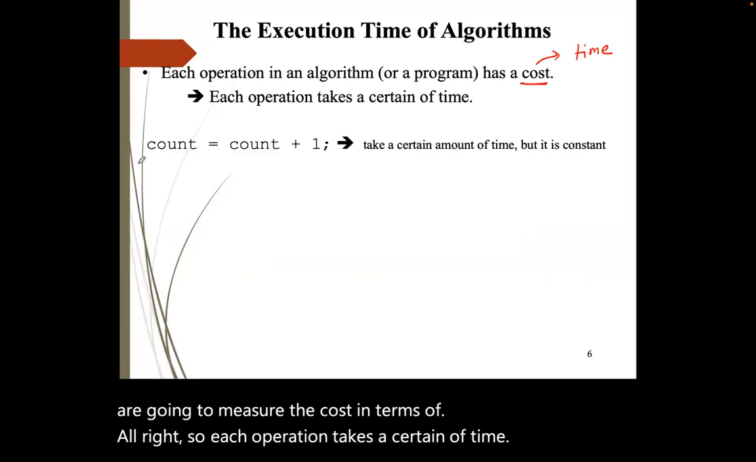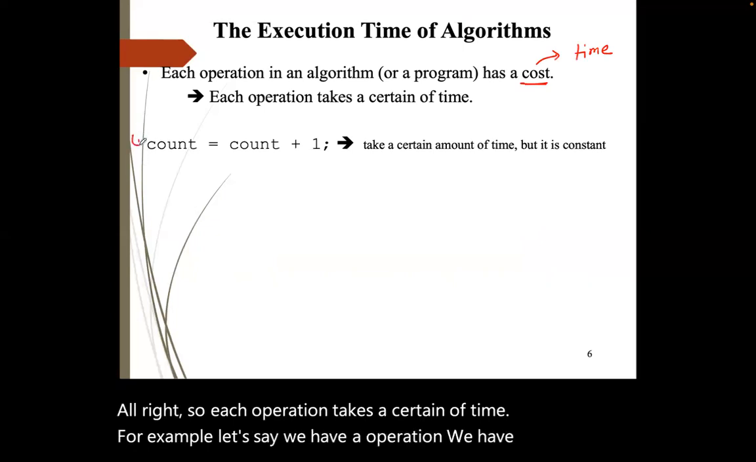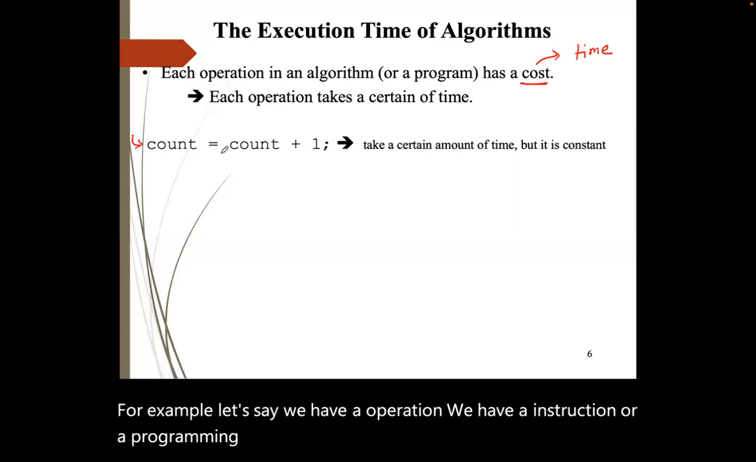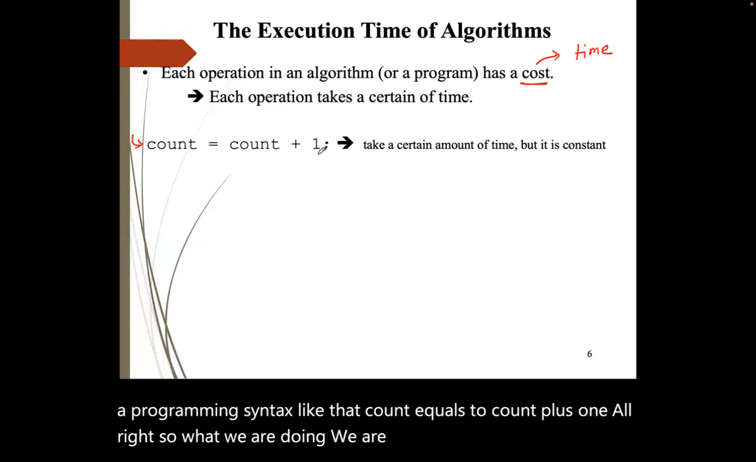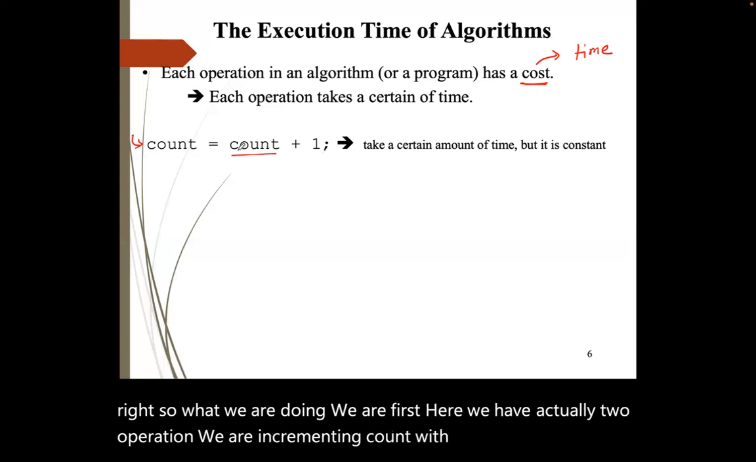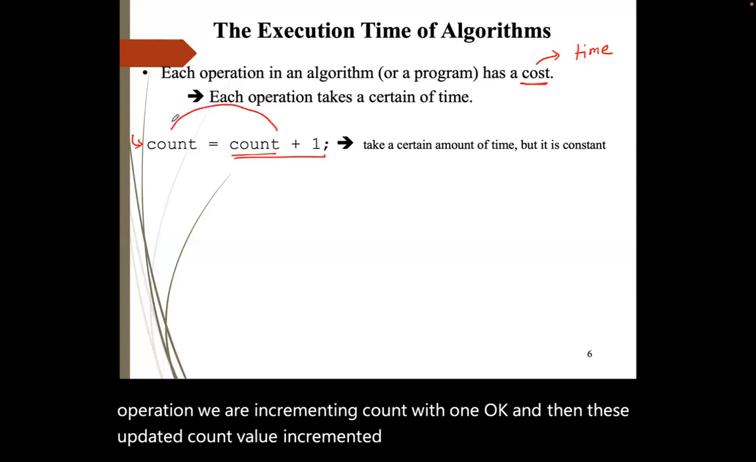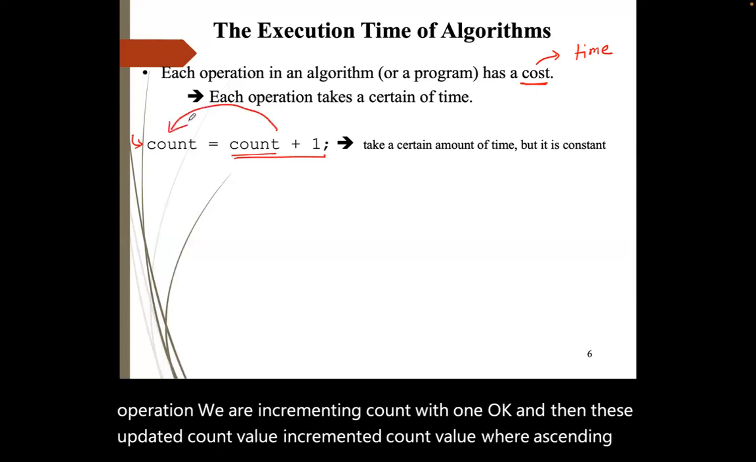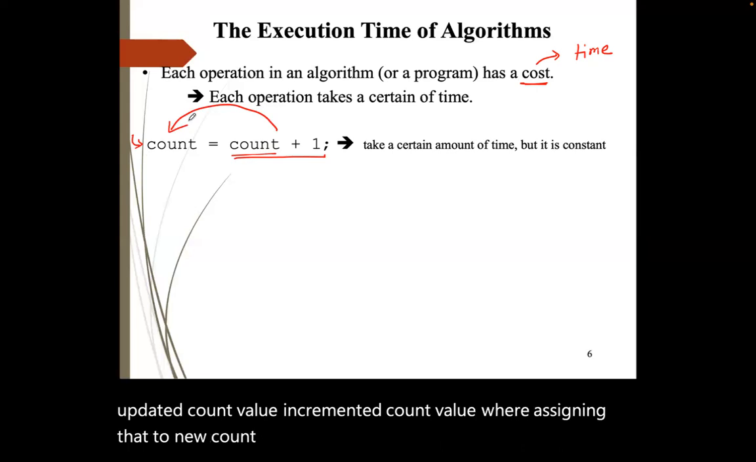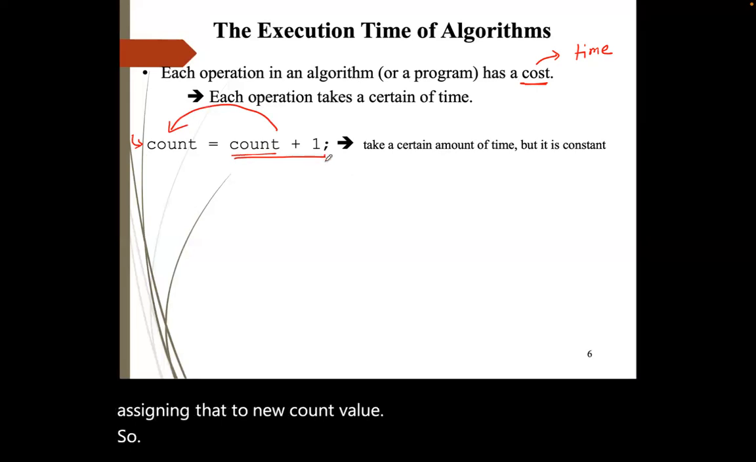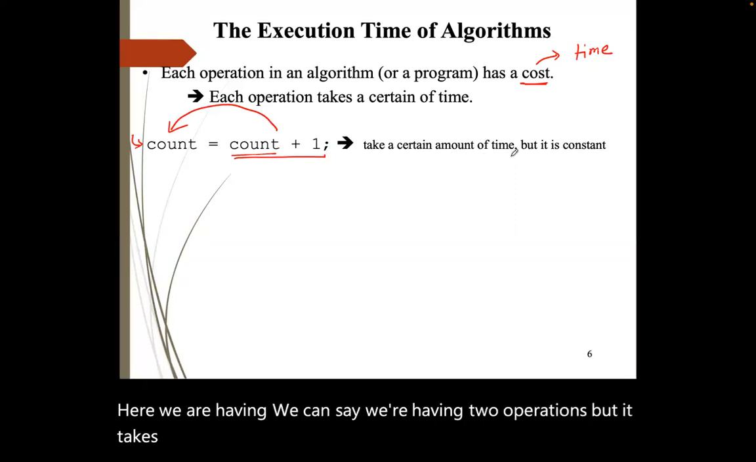For example, let's say we have an instruction or a programming syntax like count equals count plus 1. So here we actually have two operations. We're incrementing count by 1, and then this incremented count value, we're assigning to the new count value. So we can say we're having two operations, but it takes a certain amount of time. But it is constant.